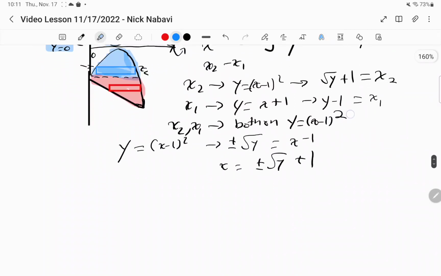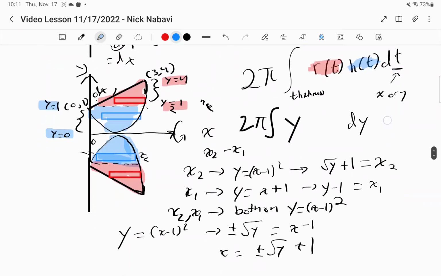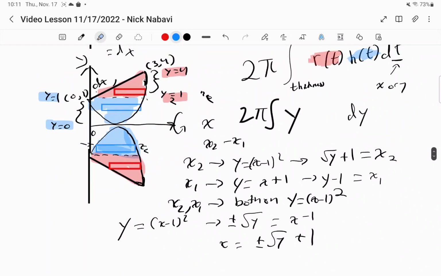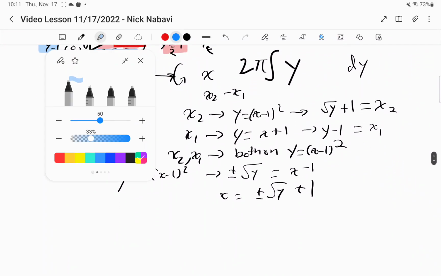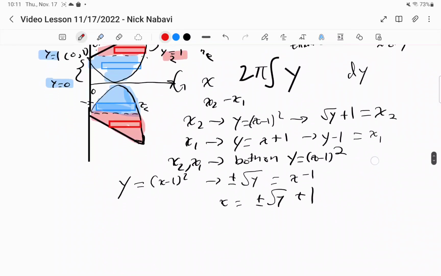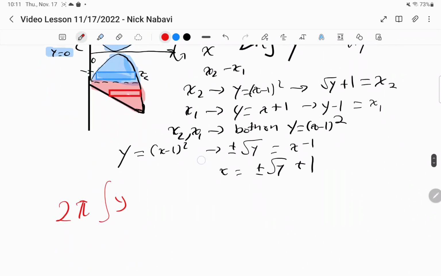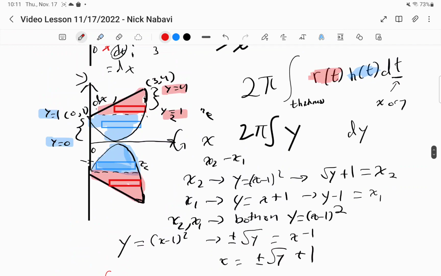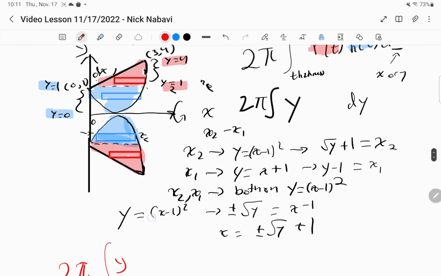So basically, we have two integrals that we need to form to figure out the volume of this entire shape. Let's look at the simpler region first, the red region. For the red region, we have 2 pi times the integral of y. The radius is y regardless of where you are. And the height, in this case, well, the upper bound of the height is on the parabola, and the lower bound is on the line.